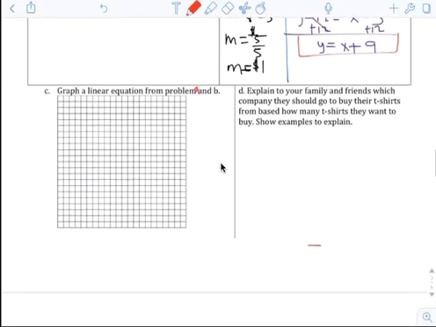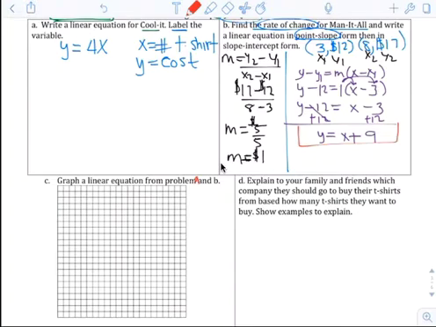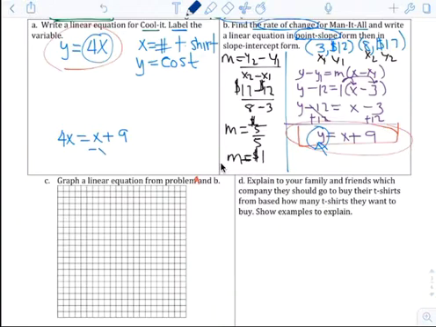Before I would graph this, I would find where they intersect. Compare the Cool It graph and the Man It graph. I would find the break-even point. I would use substitution. I would substitute 4x into where that is. So I got 4x equals x plus 9, minus x, get 3x equals 9. Divide by 3. X equals 3. They intersect at x equals 3.